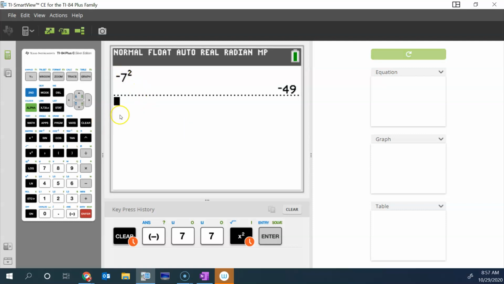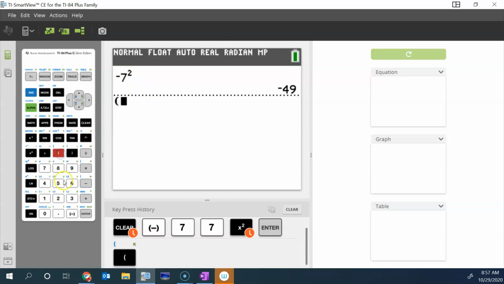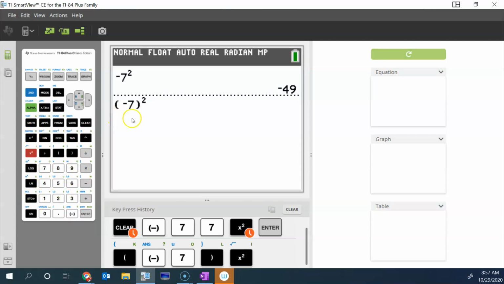If you want to square -7, you've got to put it in parentheses. How do you know which one? When you want to square a negative, you're going to do it like this. What this is asking you to do is to square the value of -7. So to square the value of -7, you have to write it with the parentheses.